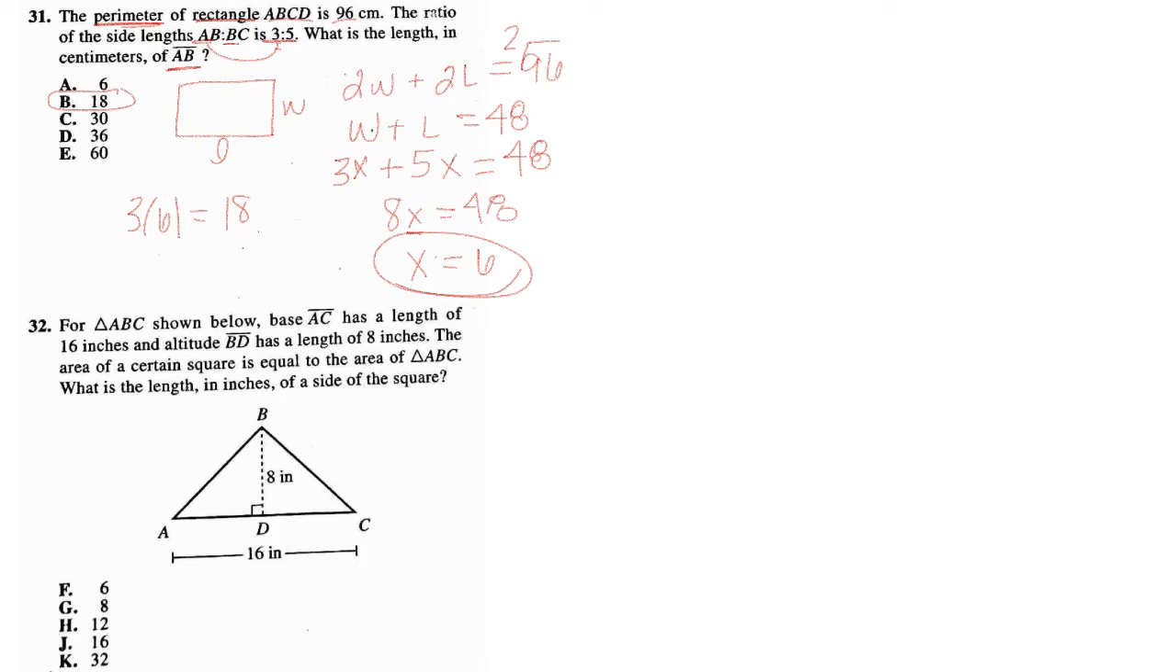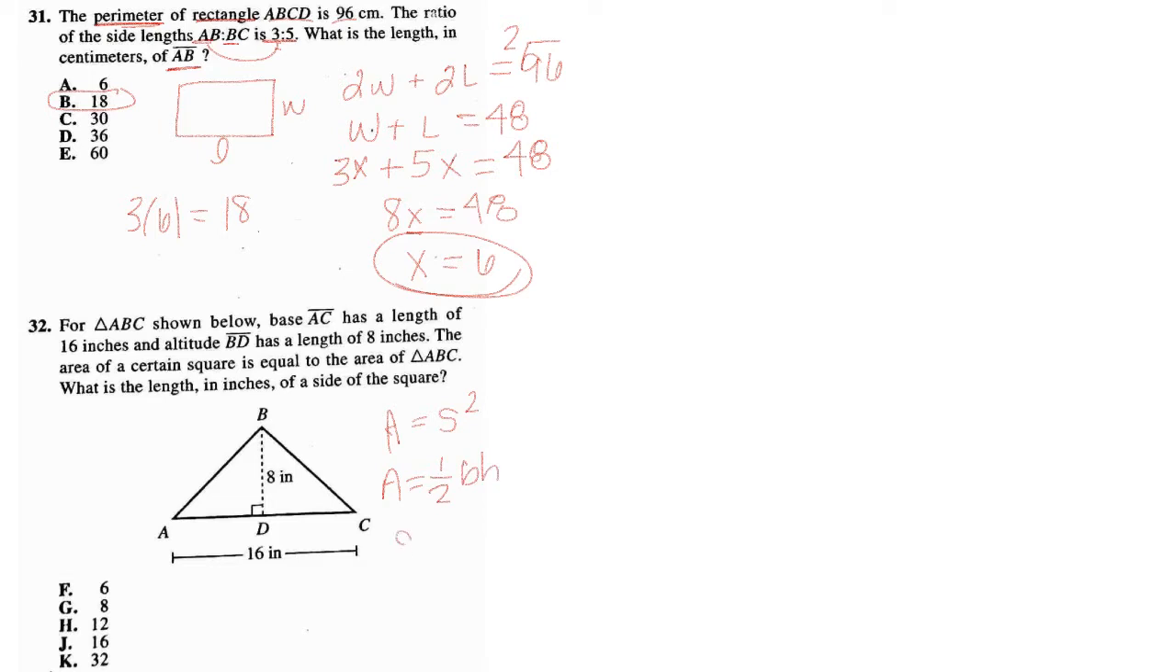Okay, now looking at 32, we have a triangle ABC, and the base AC has a length of 16 inches. And the altitude is 8. The area of a certain square is equal to the area of the triangle ABC. What is the length in inches of a side of that square? So the area of a square is side squared, and they're saying that area is equal to the area of a triangle. The area of a triangle is 1/2 base times height.